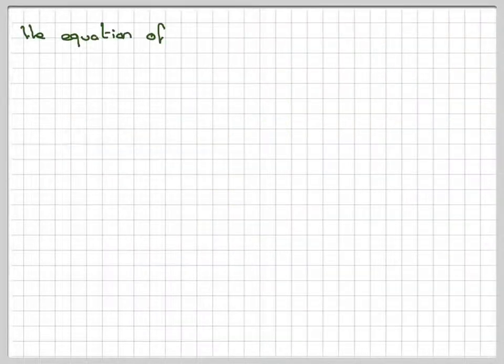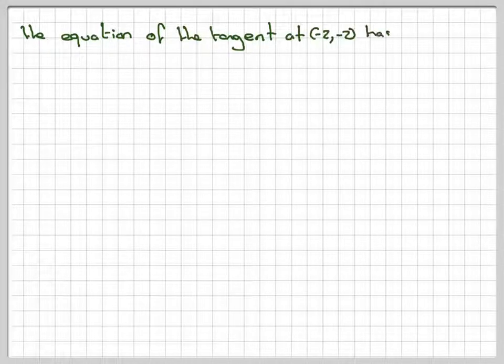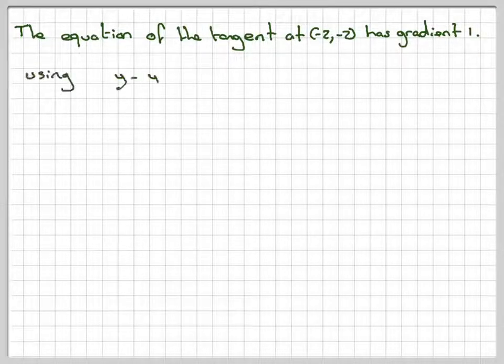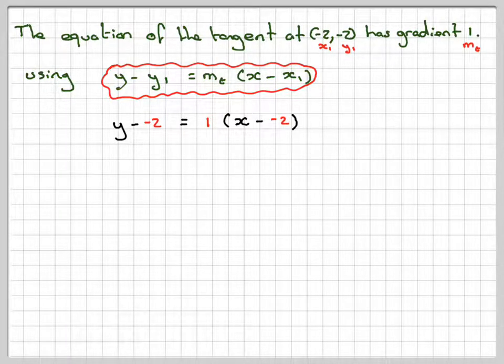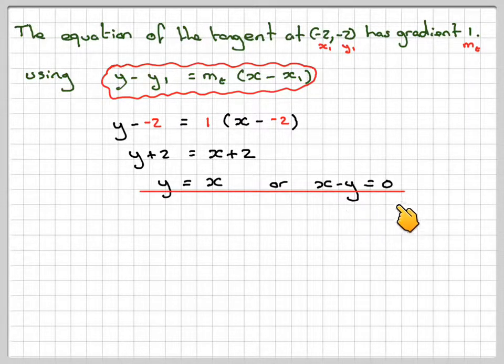So the equation of the tangent at (-2, -2) has gradient 1. So we now use y minus y1 is equal to mt times x minus x1, where x1 and y1 are the coordinates of this point, and mt is the gradient of the tangent. Substituting in, it's y minus minus 2 is equal to 1 times x minus minus 2, that gives y plus 2 is equal to x plus 2. The 2's cancel out, so you get y is equal to x, or x minus y is equal to 0, being the equation of the tangent.